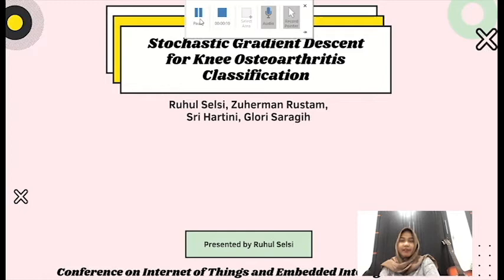Paper in the Conference on Internet of Things and Embedded Intelligence 2020, which is called Stochastic Gradient Descent for Knee Osteoarthritis Classification.